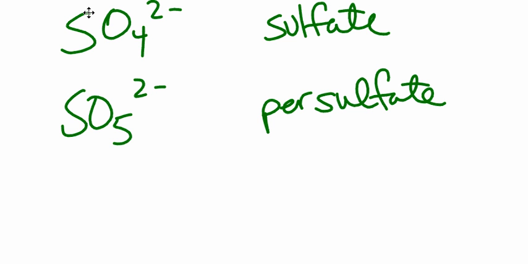That's pretty much it, folks. It's pretty straightforward. The charges don't change. All I'm doing is adding an oxygen. So with your polyatomics, from every -ate, you can go from -ate to -ite, you can go from -ate to hypo-ite, and you can go from -ate to per-ate.